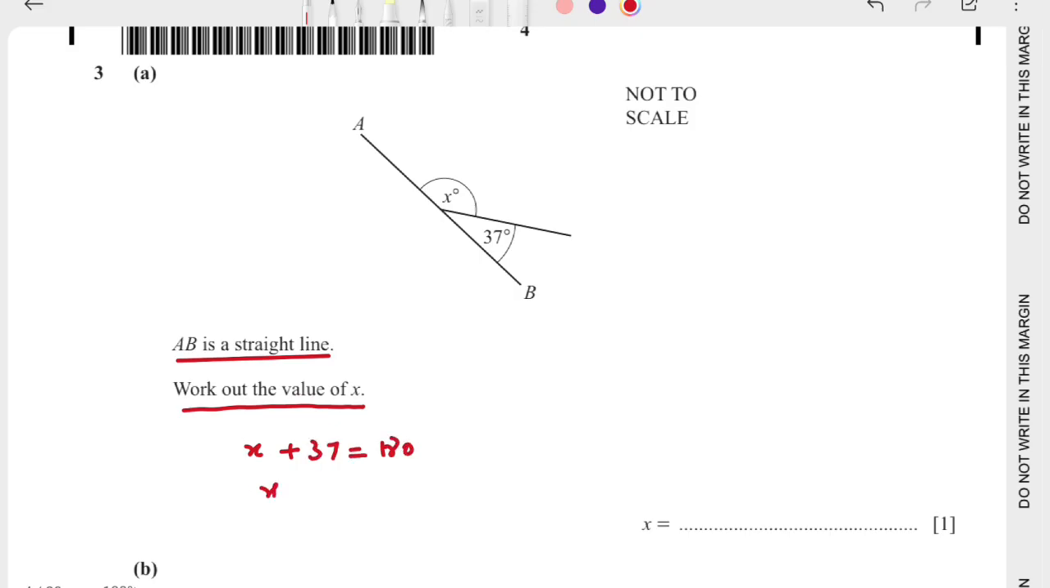So we'll subtract: x is equal to 180 minus 37. We take one carry, here would be 7. 10 minus 7 is 3 and 7 minus 3 is 4. The answer would be 143. Next question.